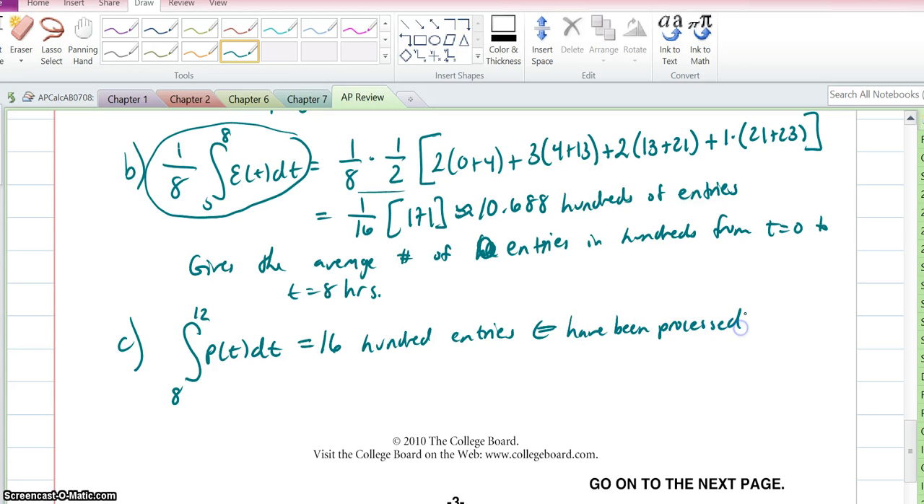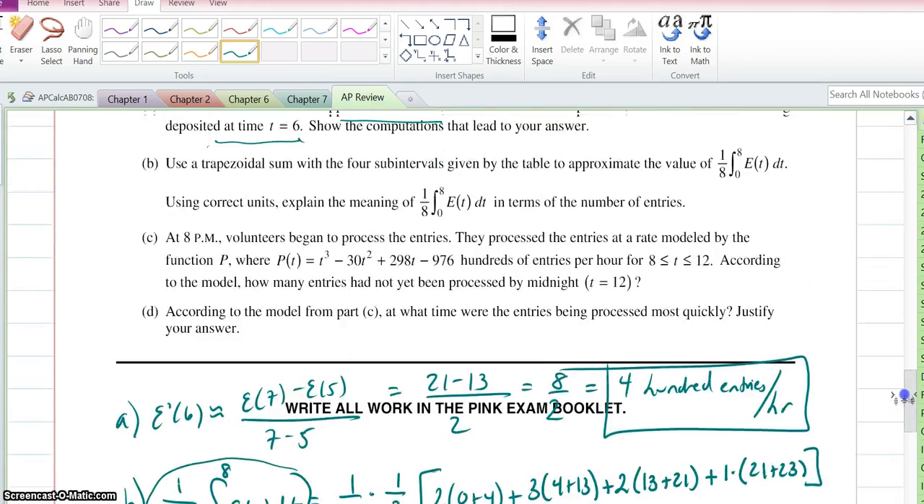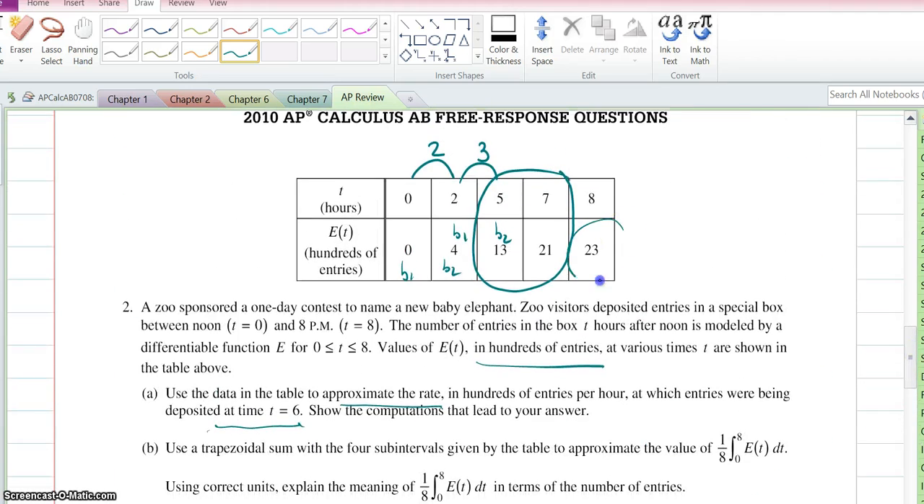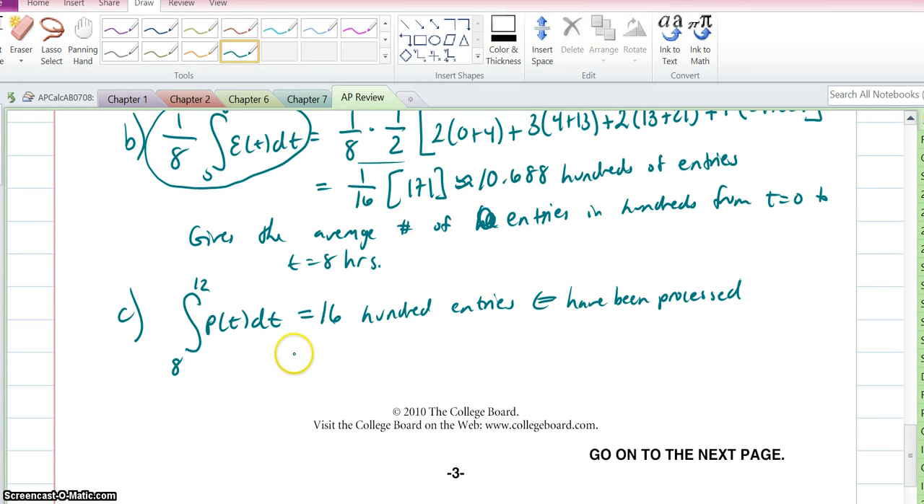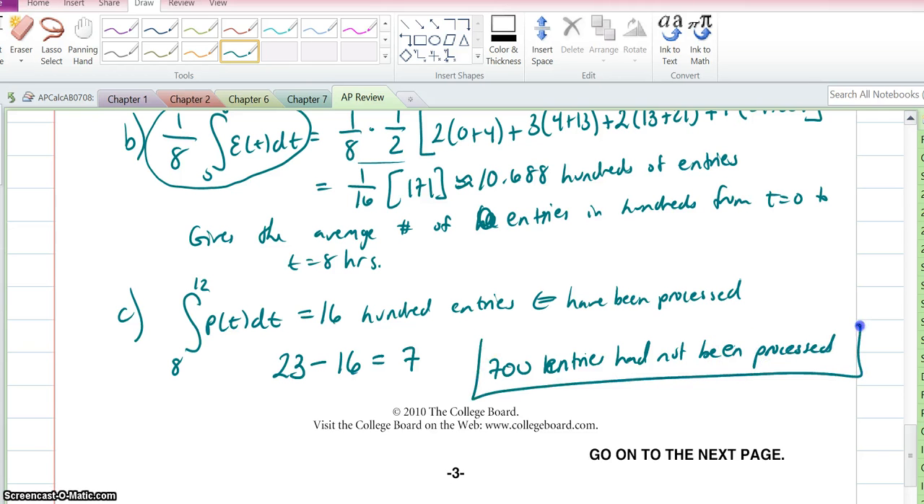So how are we going to figure out how many have not been processed? Well, we go to how many were entered at time equals 8, the last time people could enter, which was 23. That was how many total entries there were. So we take the 23 total entries and subtract 16, and we get 7. So 700 entries had not been processed as of midnight. They've got quite a bit of work yet to do on that problem.